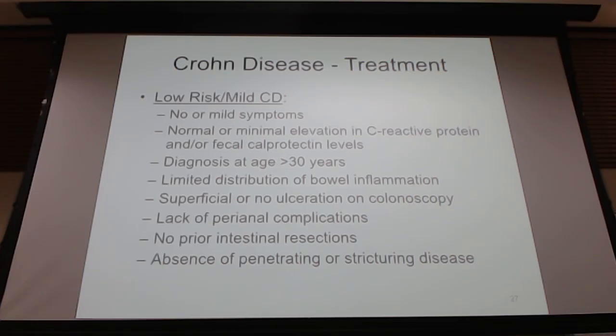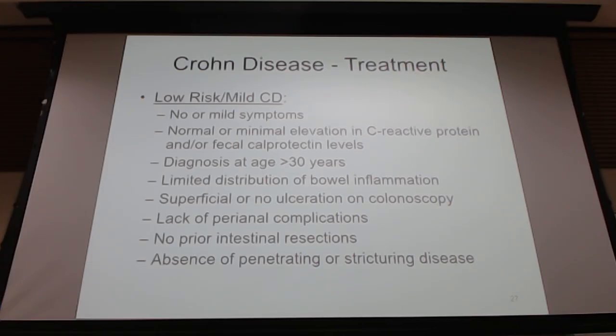So usually diagnosis is over the age of 30. We're going to see limited distribution on this stuff, so no ulceration on that colonoscopy, no perianal complications, and no history of requiring any resection. Resection is also known as a colectomy. We go in there and remove part of that colon.